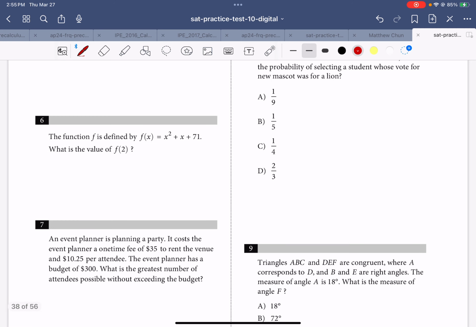Number 6, the function f is defined, f of x is a quadratic like that. And what is the value of f of 2? So you plug 2 into x: 4 plus 2 plus 71. That's 6, so 77 will be your final answer. Okay.